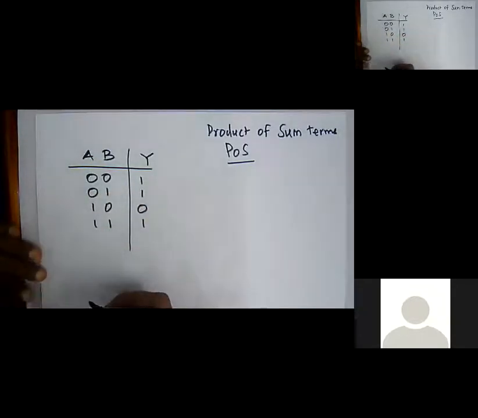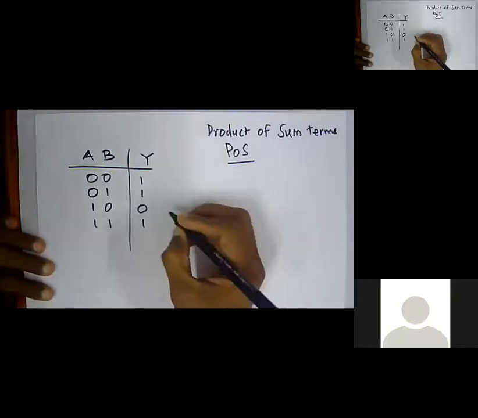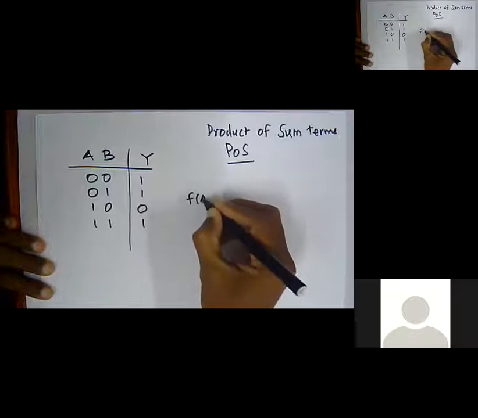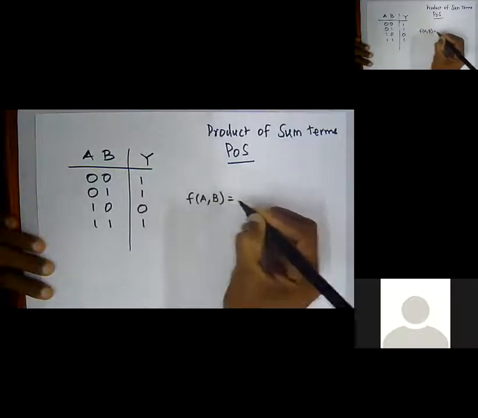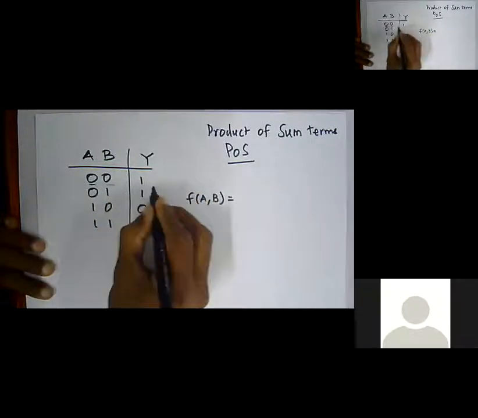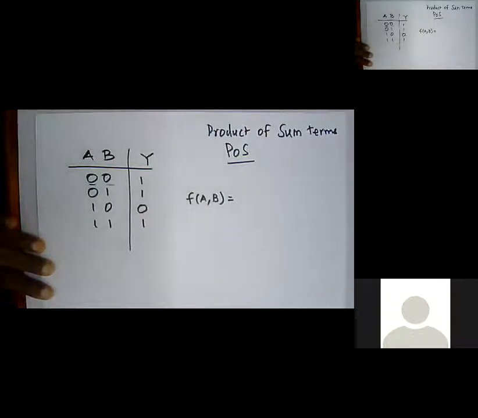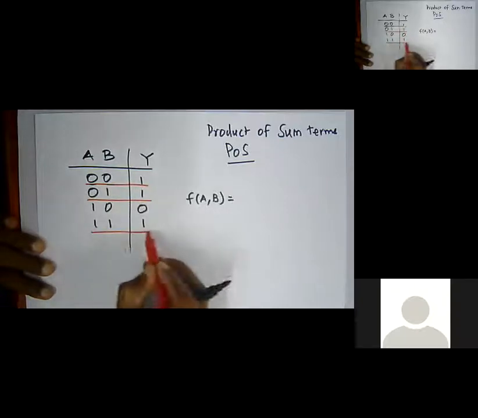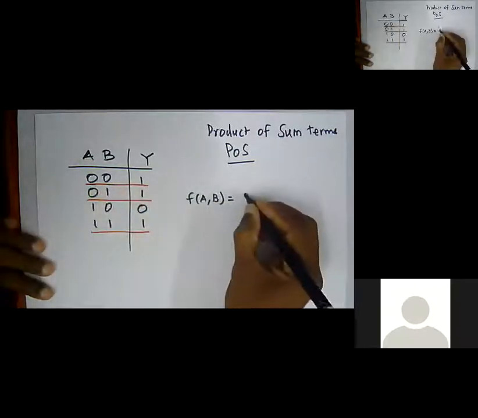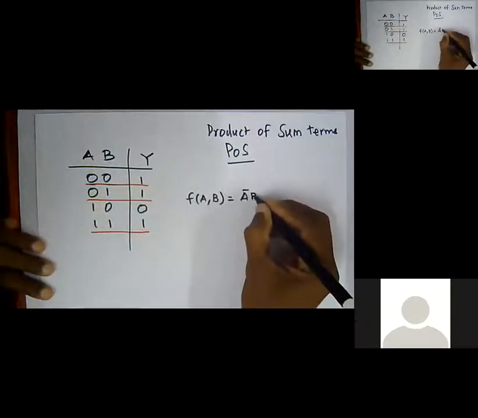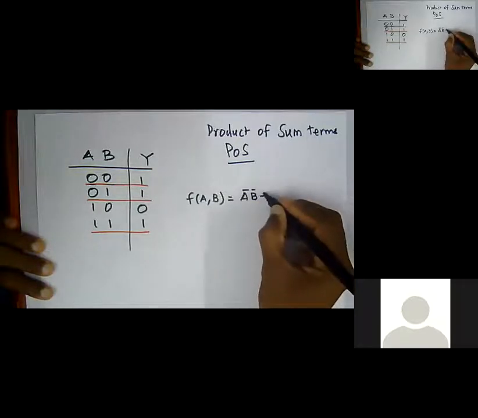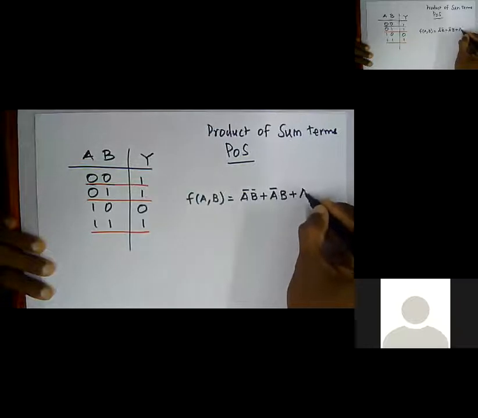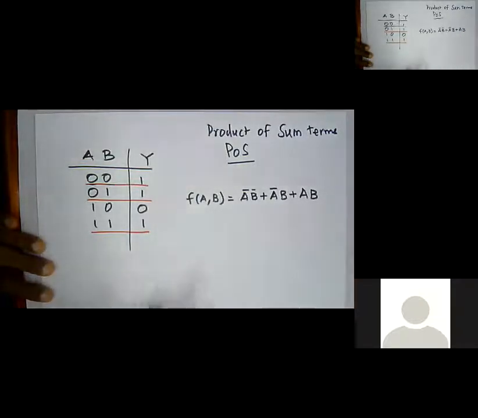We have another choice, another way of doing this. For example, f of A, B we can write by grouping the ones. So there are 1, 2, 3 ones. So this will be A bar B bar plus A bar B plus A B.